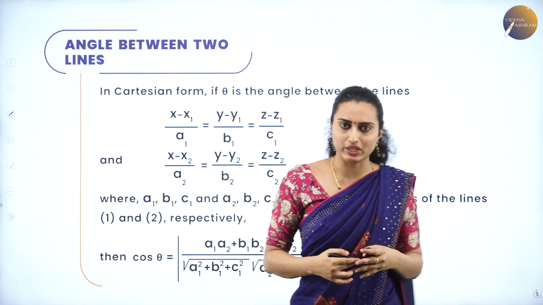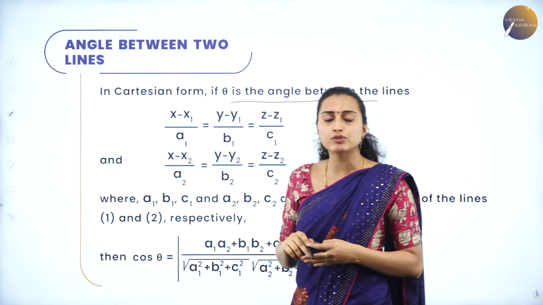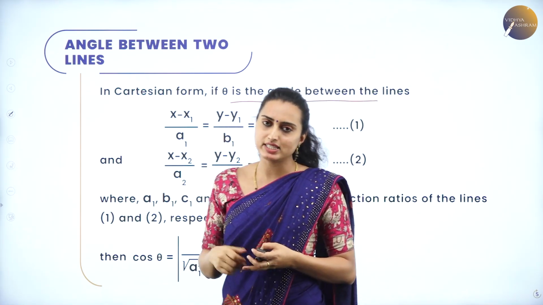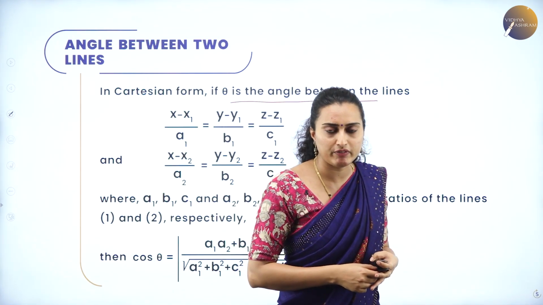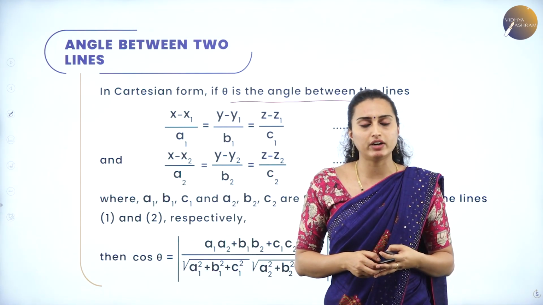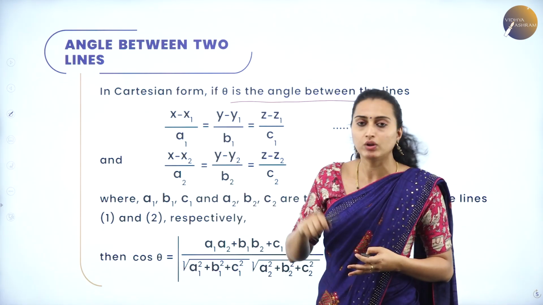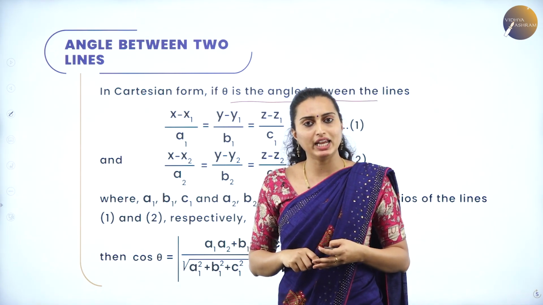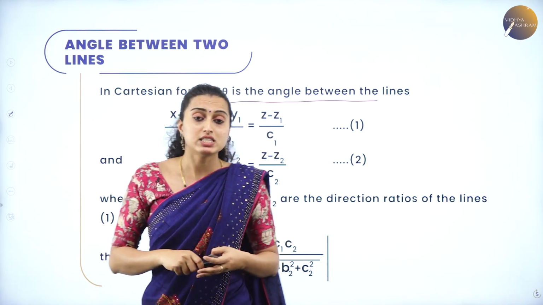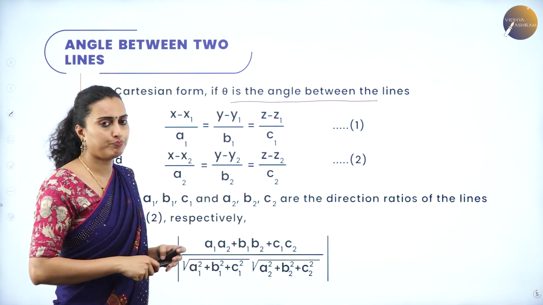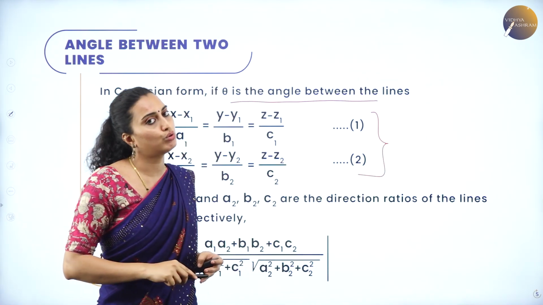Now, in Cartesian form, if theta is the angle between the lines, the equations are given by (x - x1)/a1 = (y - y1)/b1 = (z - z1)/c1. This is for line 1. And for line 2, it is (x - x2)/a2 = (y - y2)/b2 = (z - z2)/c2. This formula is also very important to solve the problem.